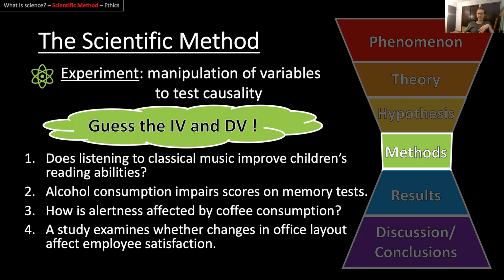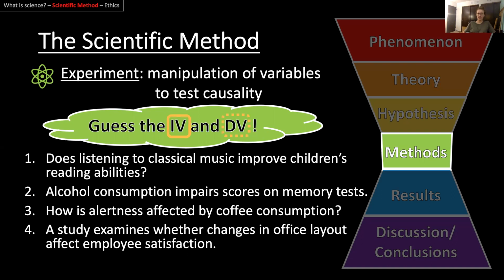So let's play another game. Let's see if we can identify what the independent variable and dependent variable are in each of these four examples. So I want you to read through these four different studies and see if you can identify what the researcher likely manipulated and what the measure of the outcome was. All right, so these are the answers that I have. I'm going to show you the IV with a solid line and the DV with the dashed line.